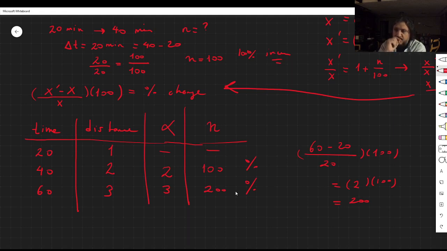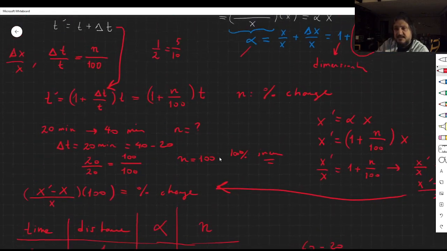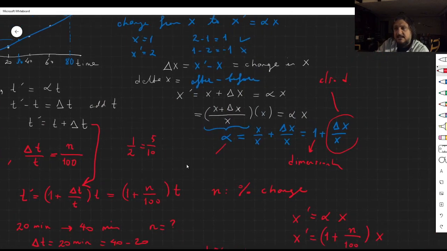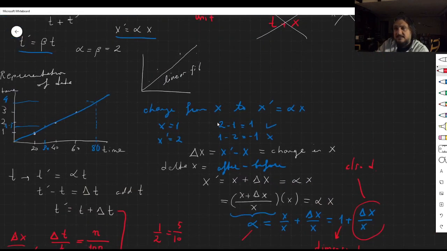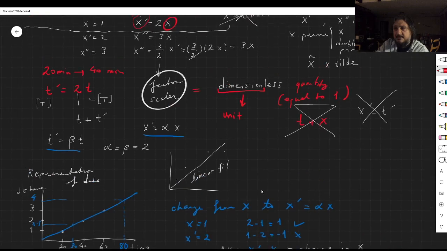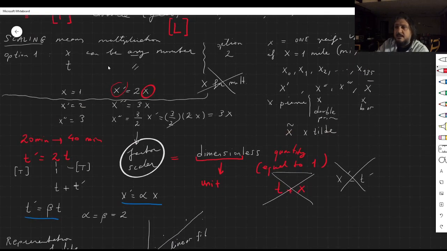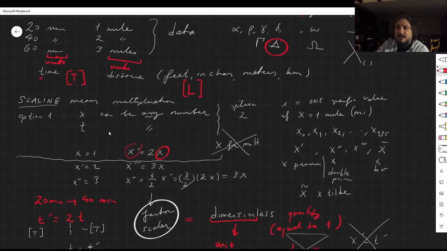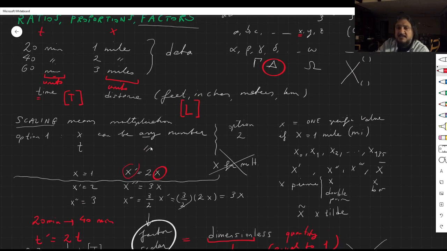Okay. Now remember what I said in the beginning? We had options. And now let's use option 1. Where was it? Here. Option 1. X can be any number and t can be any number. Alright?